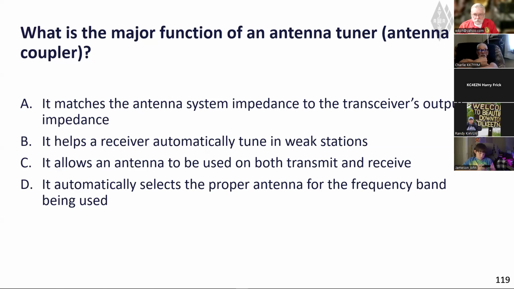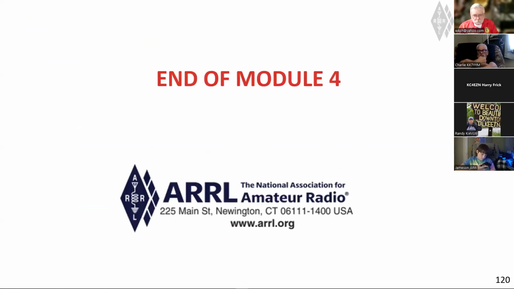What is the major function of an antenna tuner or antenna coupler? And that would be A, it matches the antenna system impedance to the transceiver's output impedance. And the antenna system is the coax and antenna.